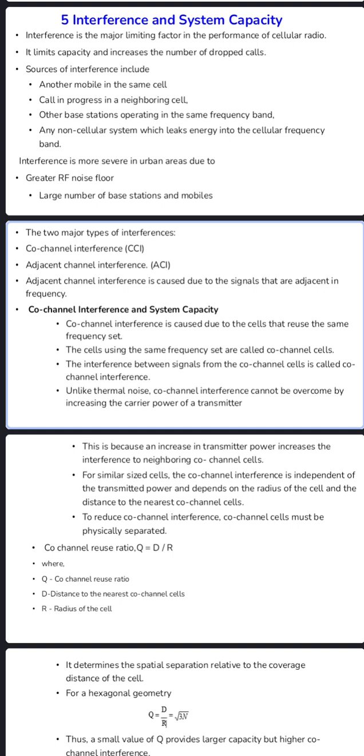Interference is more severe in urban areas due to greater RF noise floor and also a large number of base stations and mobiles. So there are two major types of interference we have already discussed: co-channel and adjacent channel interference. Co-channel interference is caused by signals that are the same in frequency.